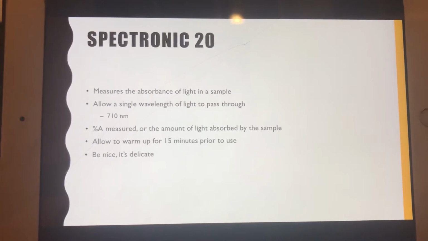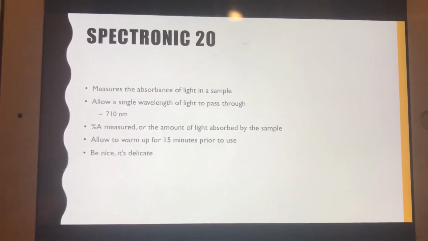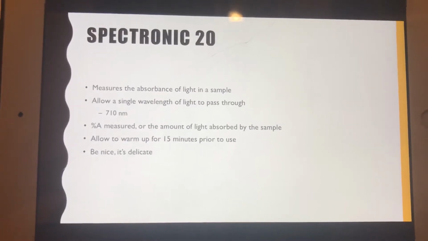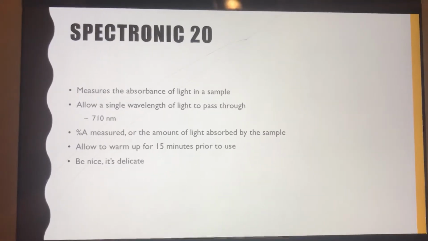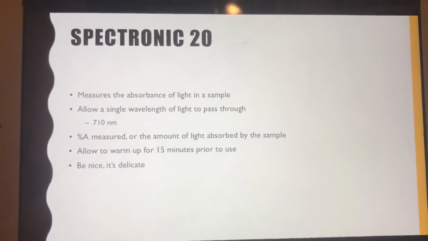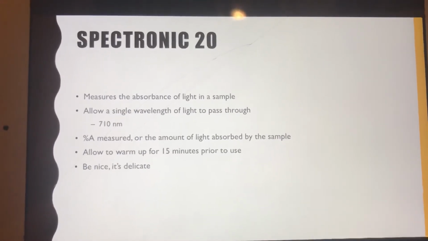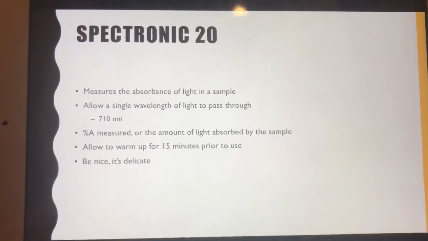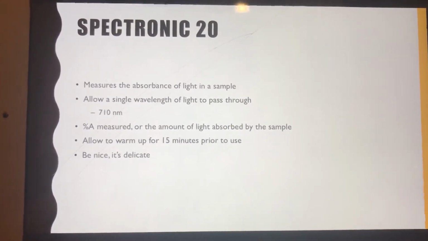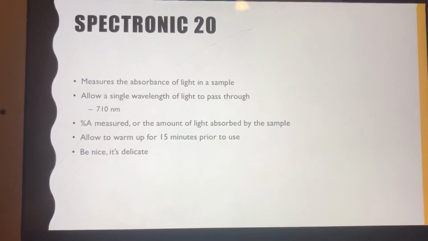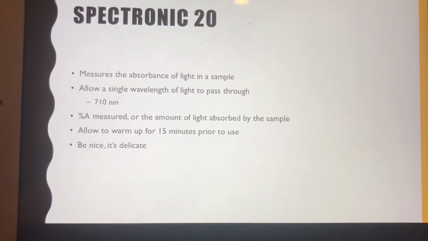One method by which we do that, or the method that we're going to use, is a spectrophotometer. The kind we use in class is an older model called a Spectronic 20. The purpose of a spectrophotometer is to measure the absorbance of light in a sample. It allows a single wavelength to be passed through a sample. In this case, we use 710 nanometers, and again, this is off of visible light. The goal is the percent absorbance, or the amount of light that a sample absorbs, for each sample that we measure.